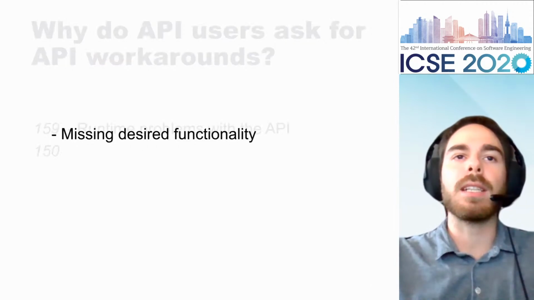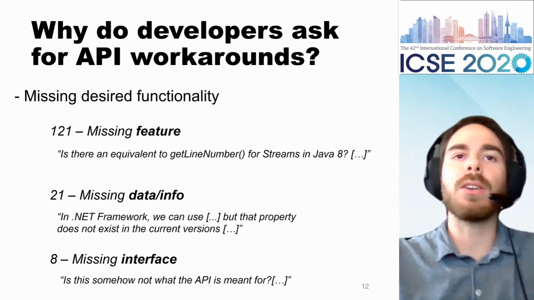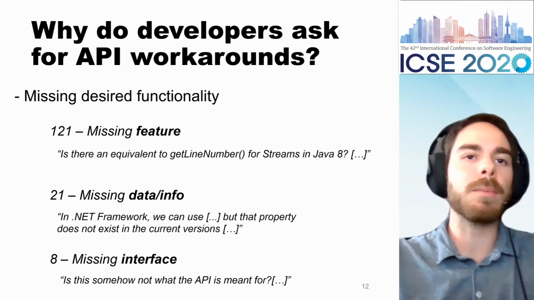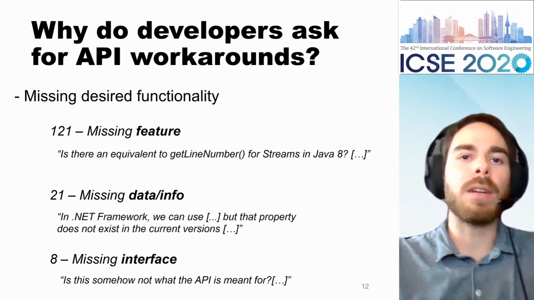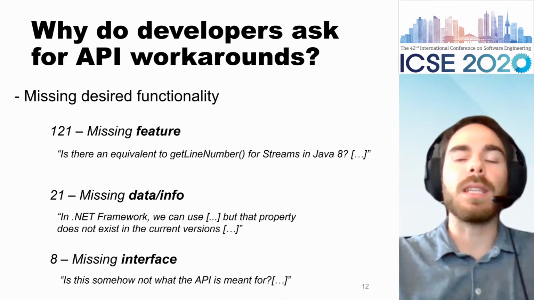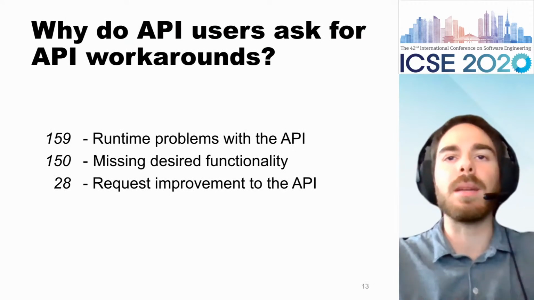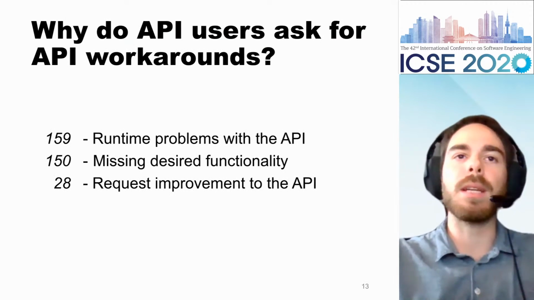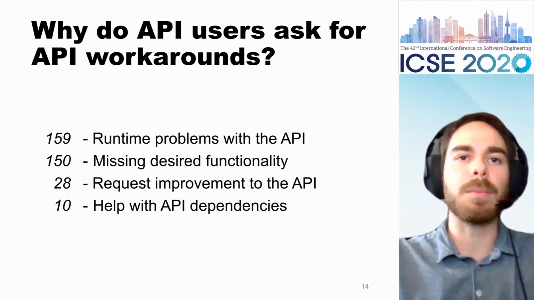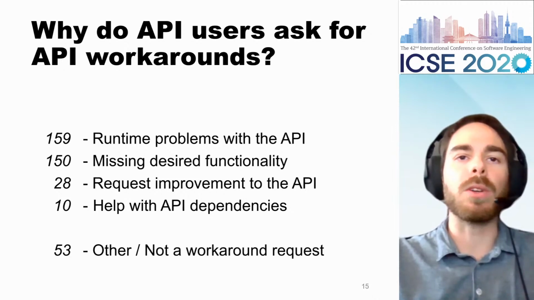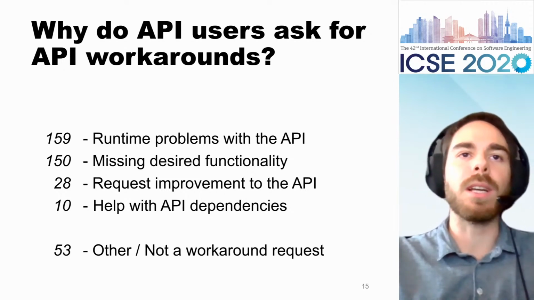Things like missing desired functionality, we broke down into missing features. So is there an equivalent for get line number for streams in Java 8? Or missing data information in the .NET framework? We can use a specific property, but that property doesn't exist in the current versions. How do I get that information out? Is there a workaround for it? Missing interface. So is this not what the API is meant for? Like I thought this interface would exist, but it doesn't. Is there a workaround? And there were also things like improvements to the API, like performance or security improvements, and people wanted workarounds to improve the speed or help with API dependencies. People have specific things they want to work with the API and they want workarounds for that. And in 53 cases, the posts were not workaround requests, which could be a flaw in our methodology, but overall we got valuable information out of it.